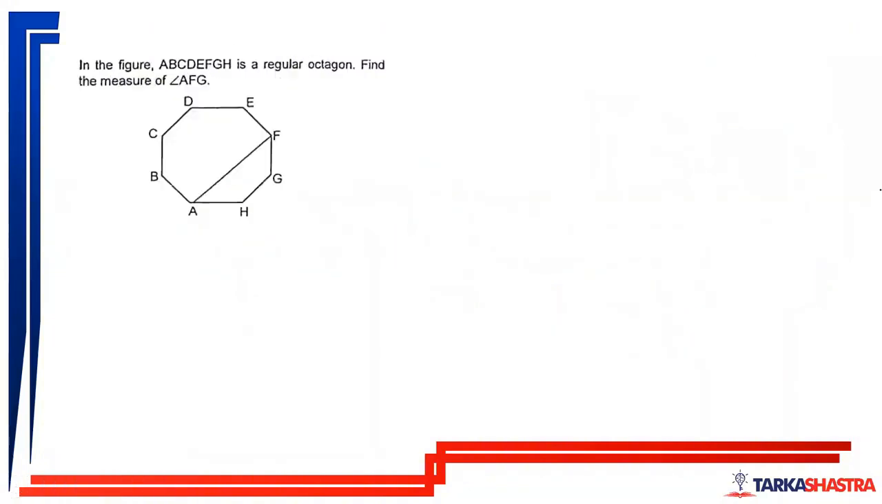In the figure, ABCDEFGH is a regular octagon. Find the measure of angle AFG. Okay, so let us try to do this construction. AFG. Now, this is a regular octagon, which means all sides are equal and all angles are equal.